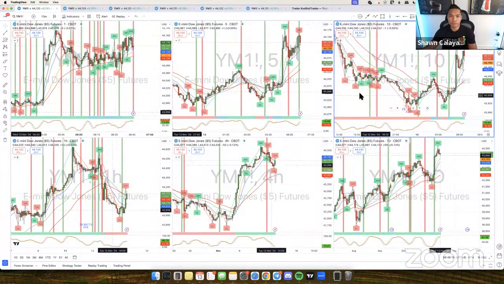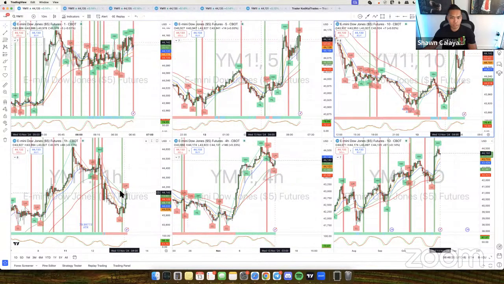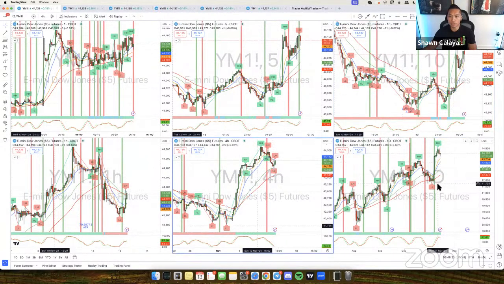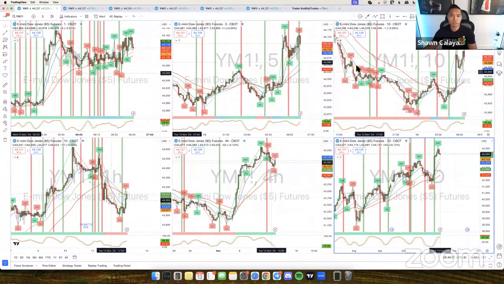Let's look at all the other time frames. So the 1 minute's bullish, 5 minutes bullish, 10 minutes bullish, 1 hour is trying to shift back up to bullish, 4 hours bullish, and daily's bullish. So for the most part, overall, the trend is bullish.